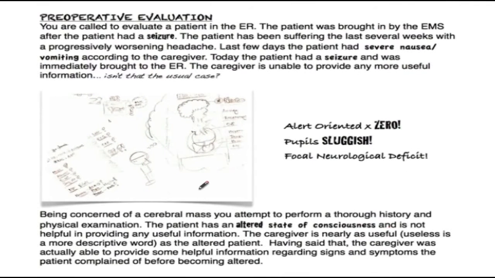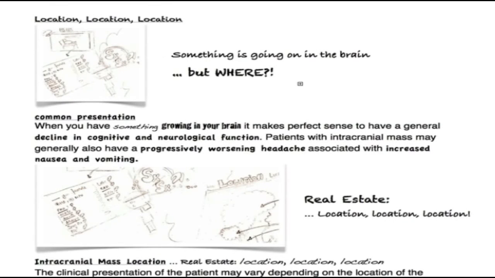Being concerned of a cerebral mass, you attempt to perform a thorough history and physical examination. The patient has an altered state of consciousness and is not able to provide any helpful information. According to the patient's caregiver, the patient has had a steady decline in cognitive and neurological function.